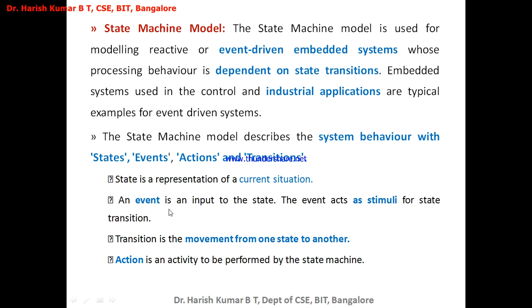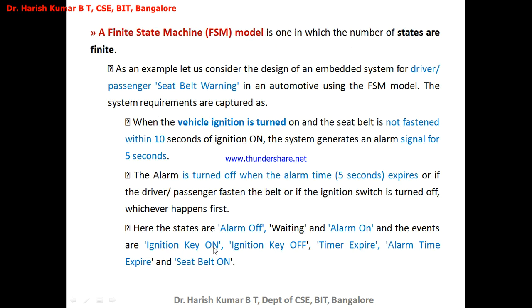Now what does an event do? An event is something like an input to the system, which is going to make the system transit its state from the current to the next state. Now a transition is the movement from one state to another state. For a transition to happen, there must be an event. And what is an action? An action is an activity performed by the state machine after the transition takes place.